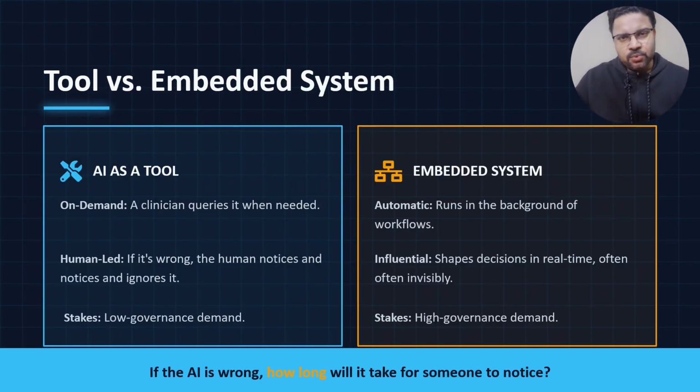Now, let's distinguish between AI as a tool and AI as an embedded system. When AI acts as a tool, it is on demand. A clinician queries it when needed, and a human can easily override it if it is wrong. This typically demands lower governance. However, an embedded system runs automatically in the background, subtly influencing decisions in real time. This kind of AI demands high governance because if it is wrong, it can take a long time for anyone to notice. This distinction is critical for assessing risk and ensuring proper oversight.